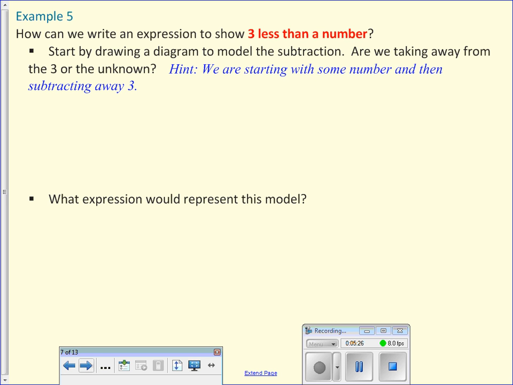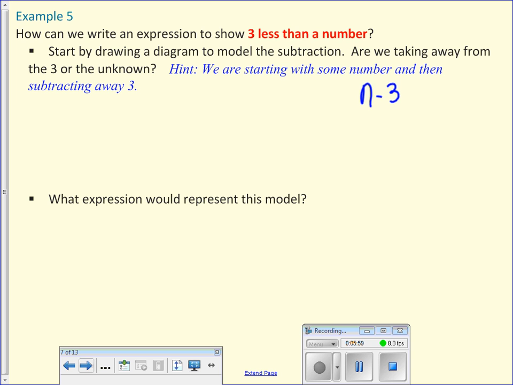How can we write an expression to show 3 less than a number? What do we have? What is the quantity that I'm starting with that I'm taking away from? Do I have a number n that I'm taking 3 away from? Or do I have 3 that I'm taking n away from? So it's 3 less than a number. So what am I starting with?